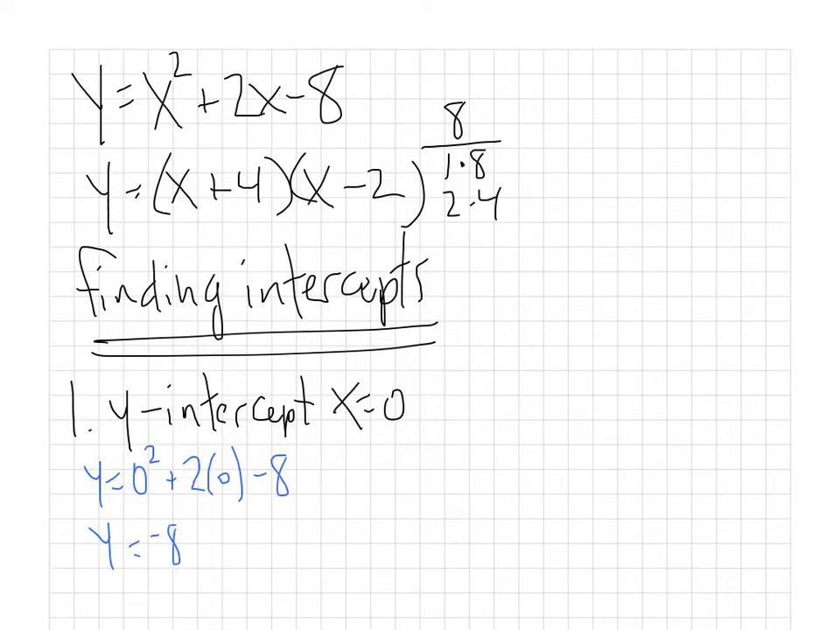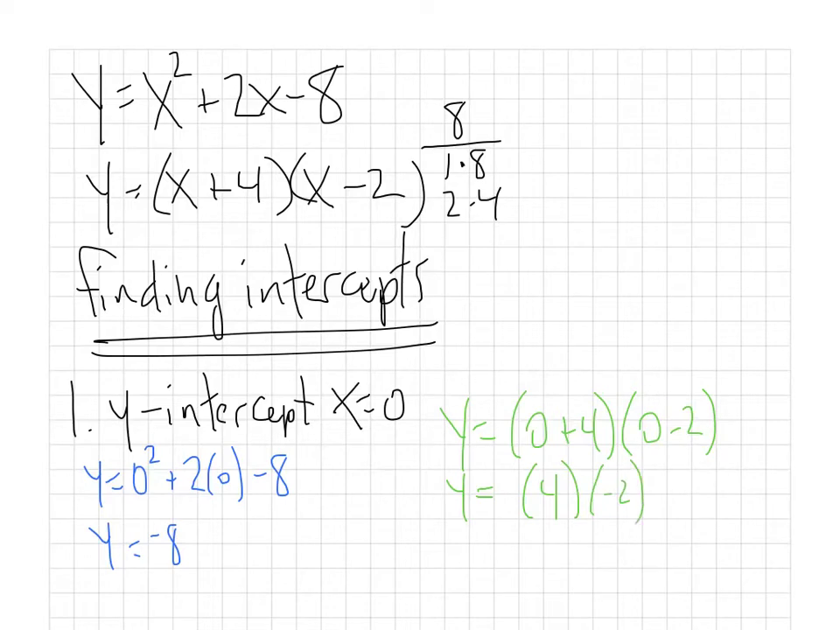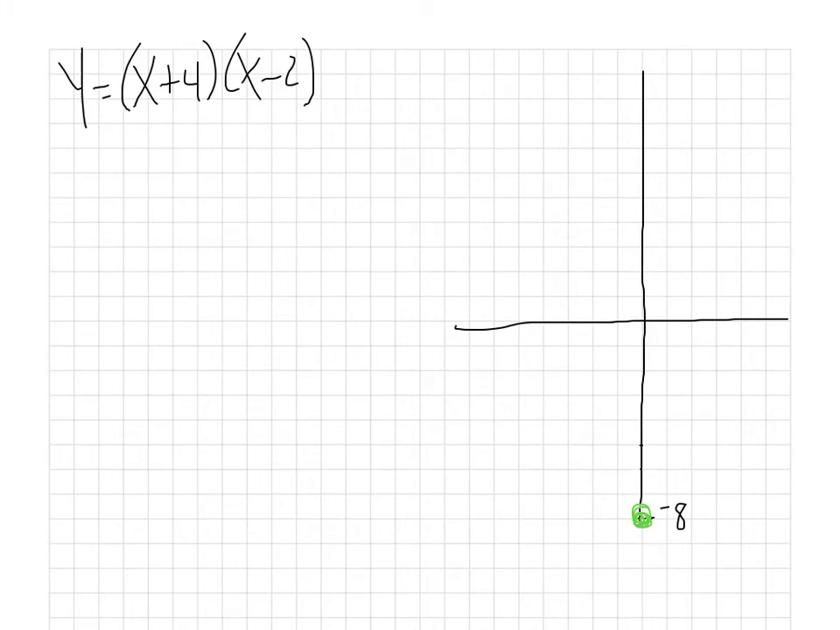Alternately, I could say y equals 0 plus 4 times 0 minus 2, which is going to be 4 times negative 2, which is negative 8. Oh my goodness, they match. That's delightful. Okay, so we have the y-intercept. It's stuck on our little graph there.